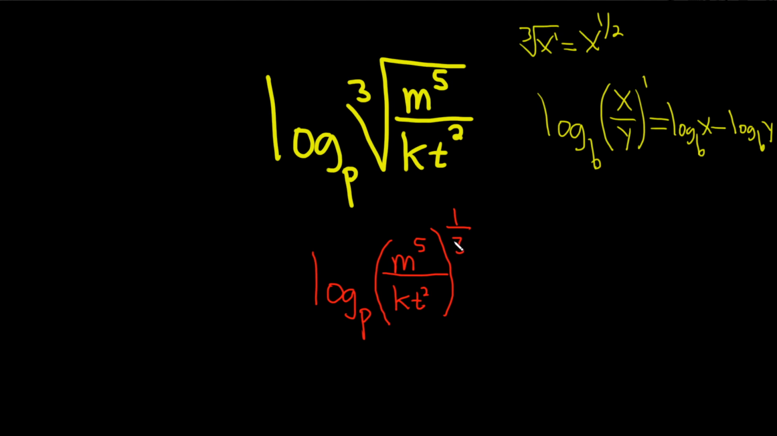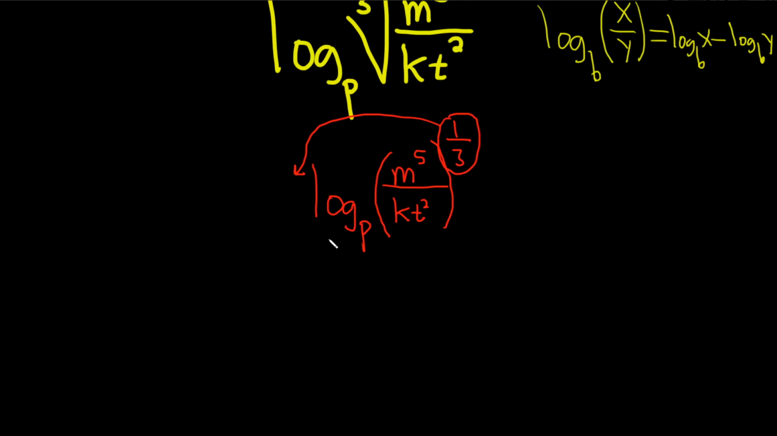So what we do is we use something called the power rule, which says if you have an exponent here, you can just take it down and put it in the front. So let's do that as our next step. I'll just write it here. 1/3 log base p of, and then we have all this stuff on the inside, m to the 5 over kt squared, and that's in parentheses.